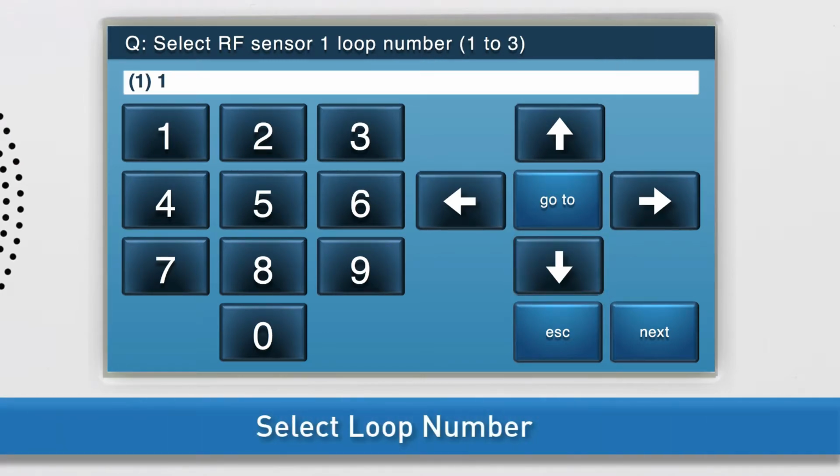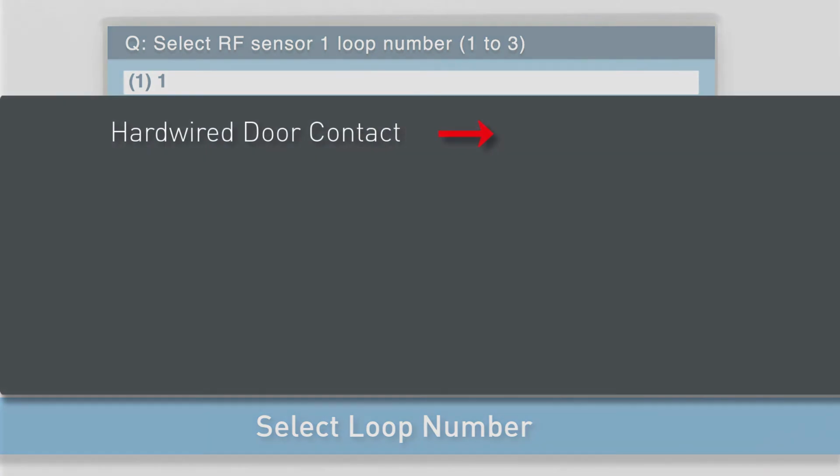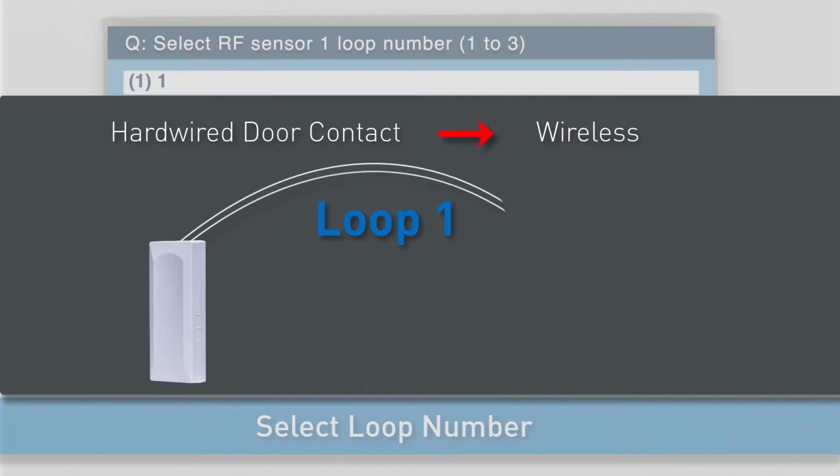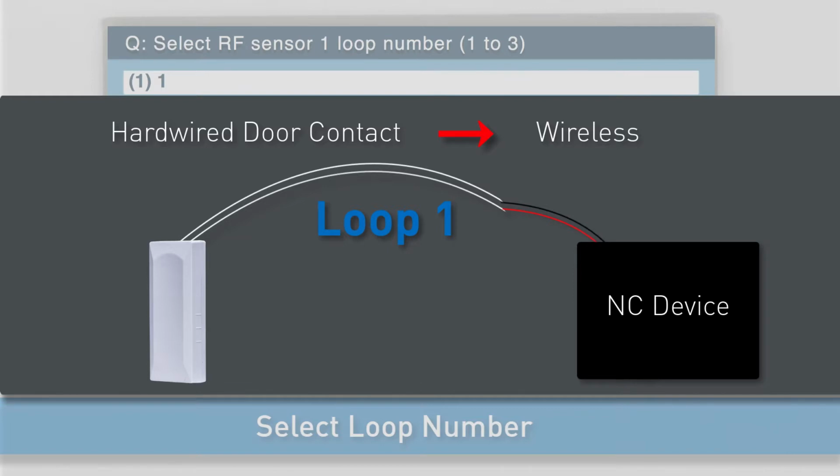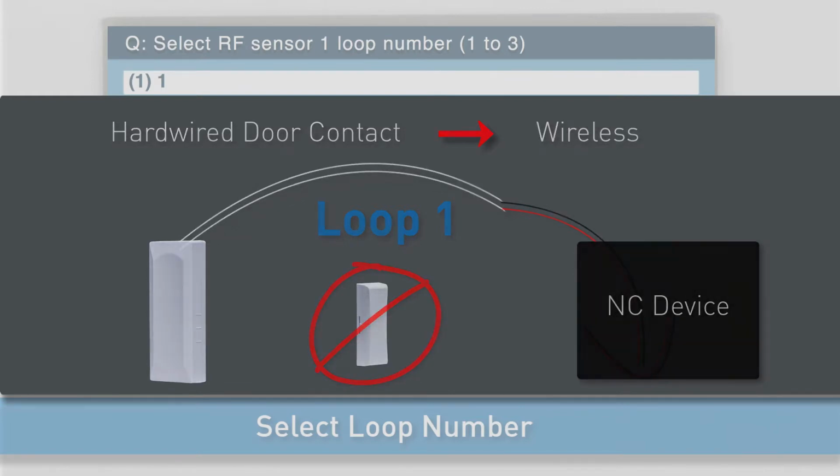The thin door window contact can function in a few different configurations, which dictate loop number. If you're converting a hardwired door contact to wireless, use loop 1. This will require you to connect one end of the included wire lead into the transmitter and the other end to a normally closed device. Note, for this option, the magnet is not used.